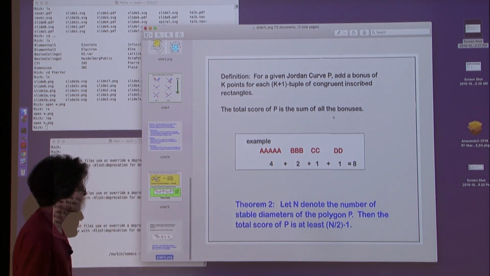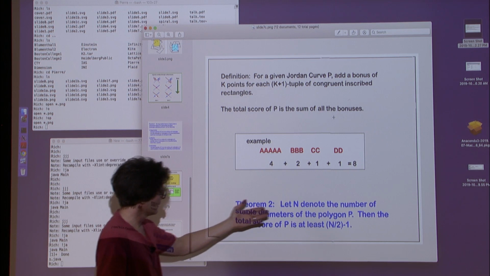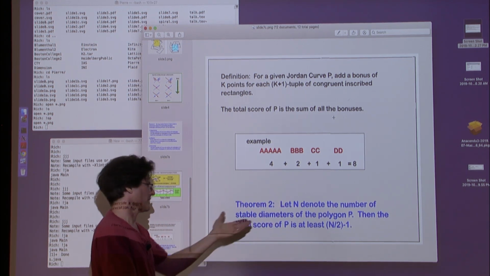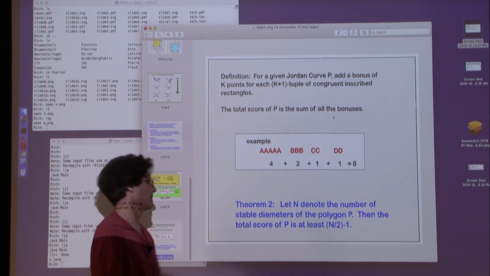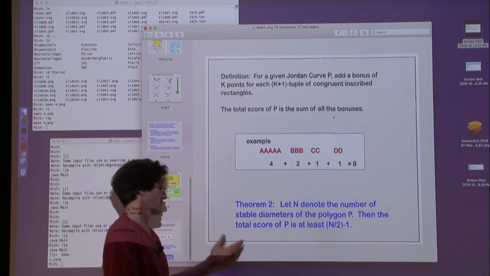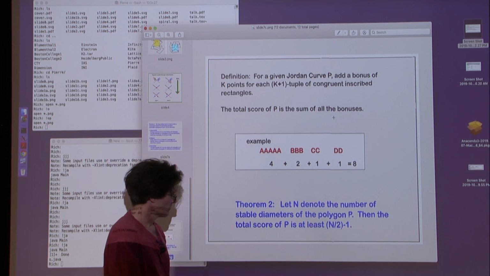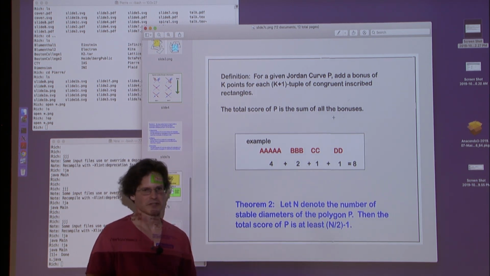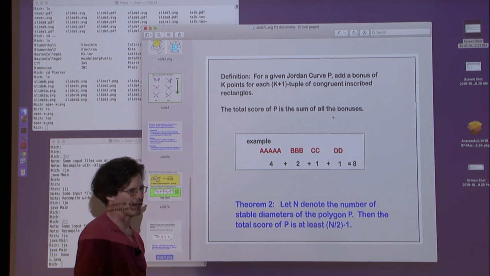And then, so here, OK, this is a technical thing. So a stable diameter, I just needed this for the proof. It's a diameter that when you perturb the polygon, it remains a diameter of the polygon. So if you pick a generic polygon, all the diameters are stable.